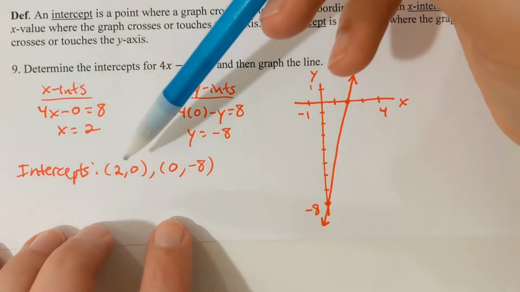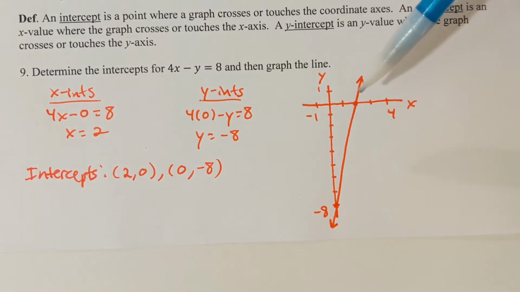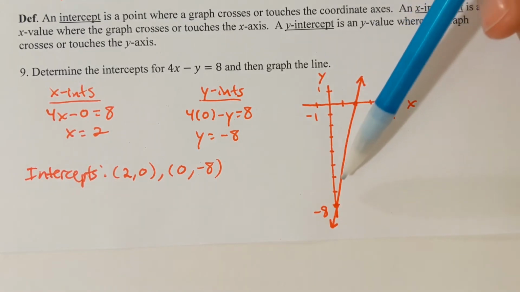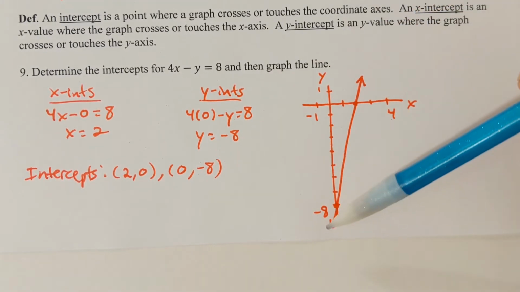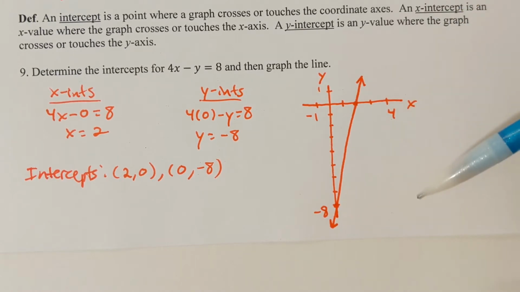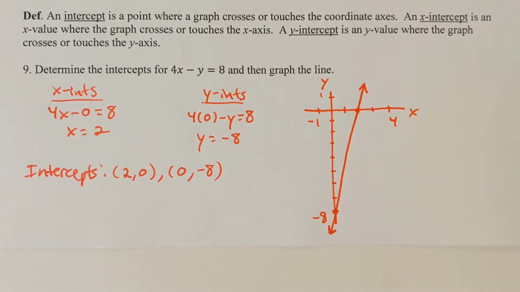Then the next thing I'm going to do is set up a graph and plot these 2 points. Here's (2, 0) on the x-axis, and then (0, -8) on the y-axis. I'm drawing a line, and using these 2 points, I can draw the line. Of course, I could plot additional points. There are infinitely many points that would be on this line, and the more the better. But we found 2 key points on this line, the intercepts.